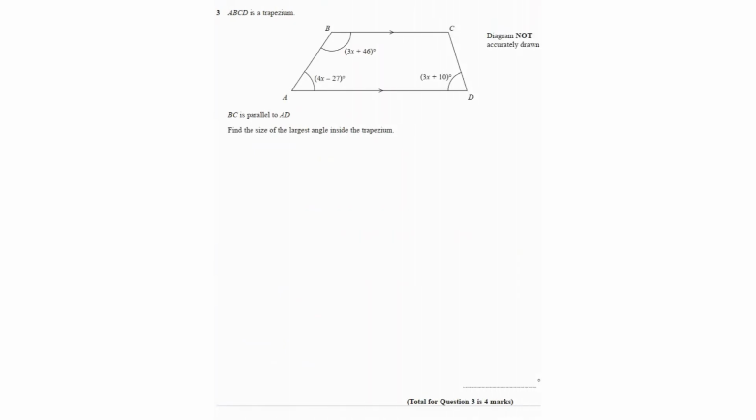And the next question says that ABCD is a trapezium, BC is parallel to AD. Find the size of the largest angle inside the trapezium. So as I mentioned previously, if we have a trapezium or a parallelogram, the angles on the same side of the transversal add up to 180. So which means 3x plus 46 plus 4x minus 27 will equal 180 degrees. You need to be very familiar with your angle properties for these types of questions.